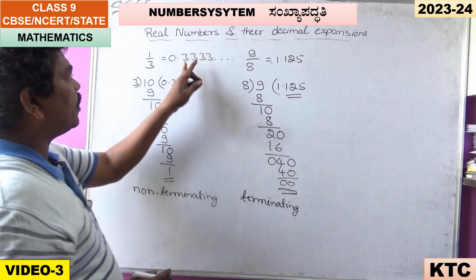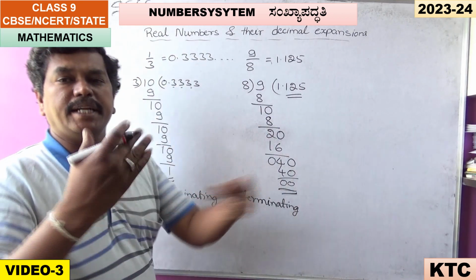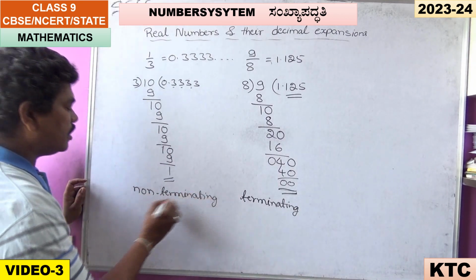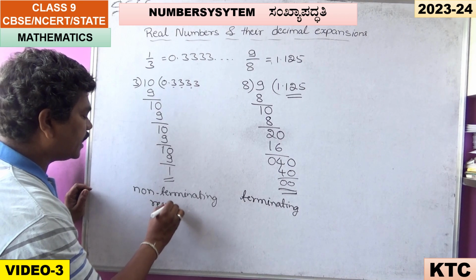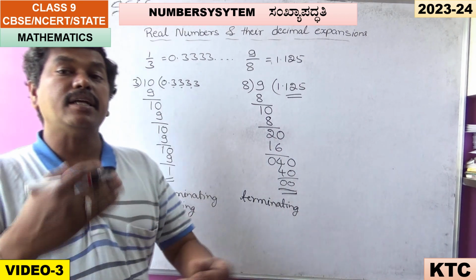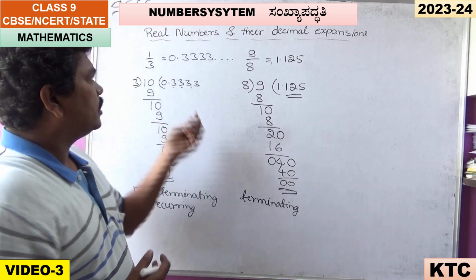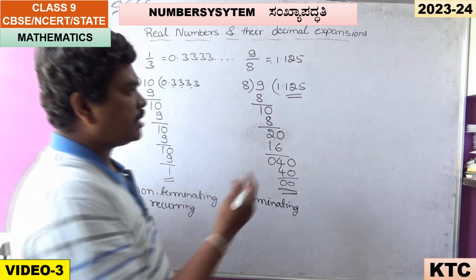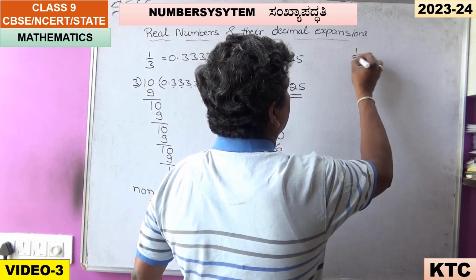But here some numbers keep repeating. So we call this non-terminating and recurring. Recurring means repeating terms come here. Can we take an example of repeating terms? Yes, we shall take the example of 1/7.